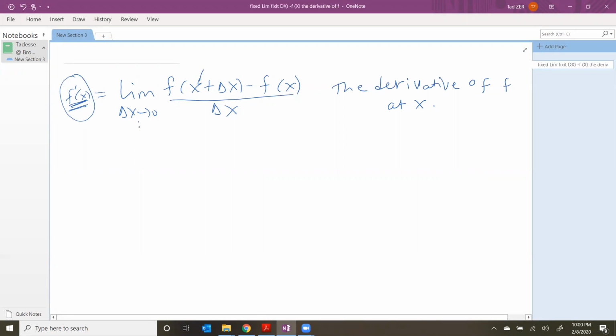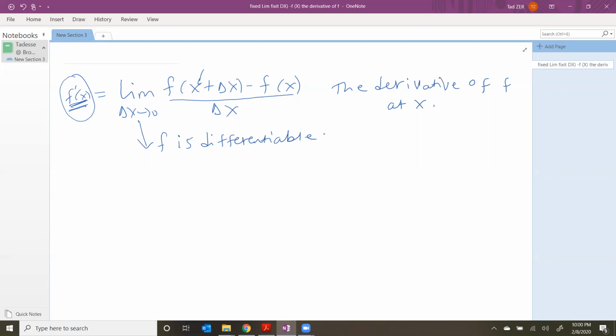And by the way, if the limit of the difference quotient exists, we say that f is differentiable. So when I say f is differentiable, it means the derivative exists. It means the limit of the difference quotient exists. That's what it means.